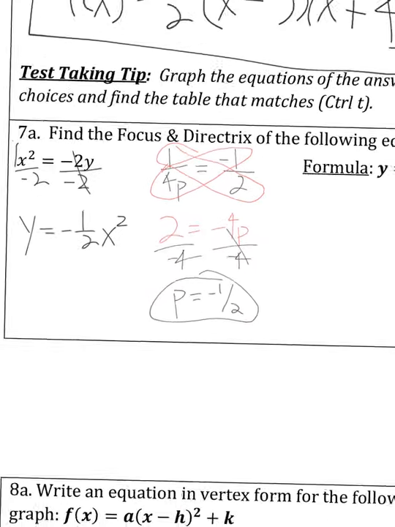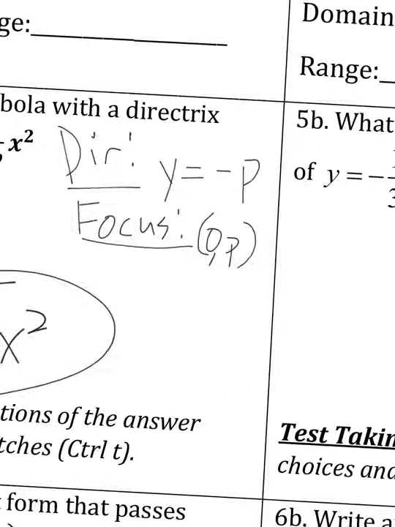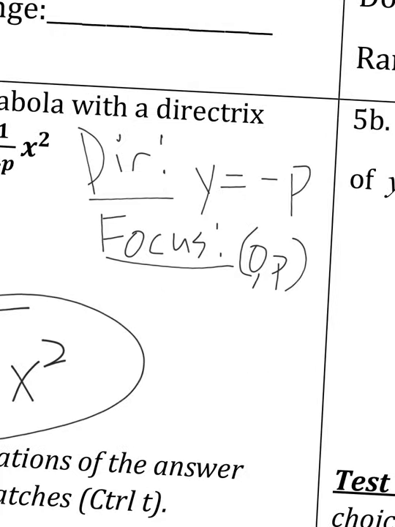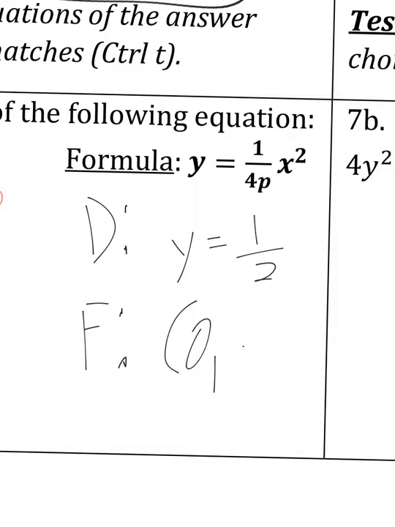So p's negative 1/2. Then you'll have to recall what I just wrote right here about the directrix and the focus. So we're going to flip the sign for the directrix, but we won't flip the sign for the focus. So let me go back. So our directrix will be y equals positive 1/2, and our focus will be 0, comma, negative 1/2. The sign stays the same, okay?